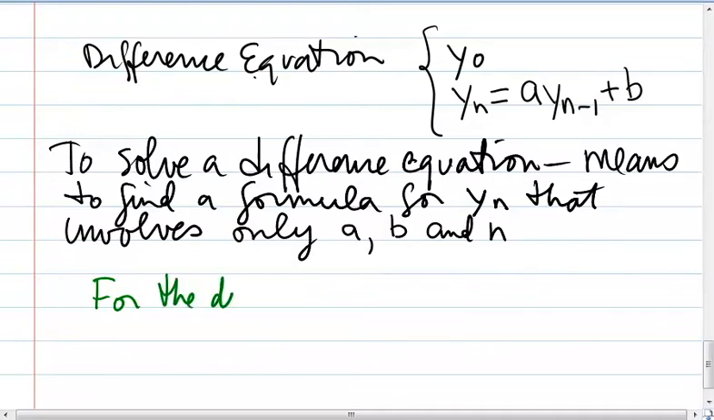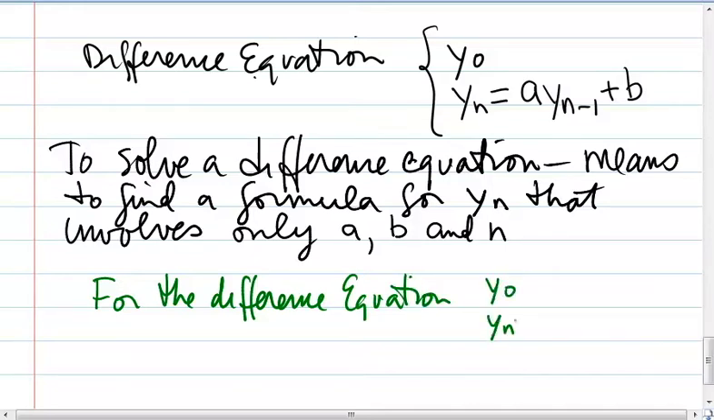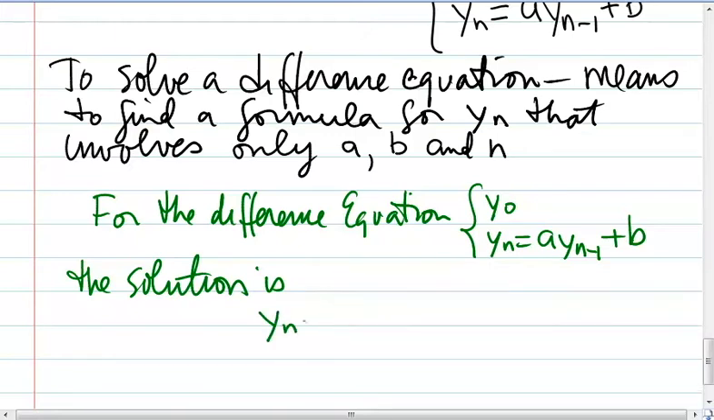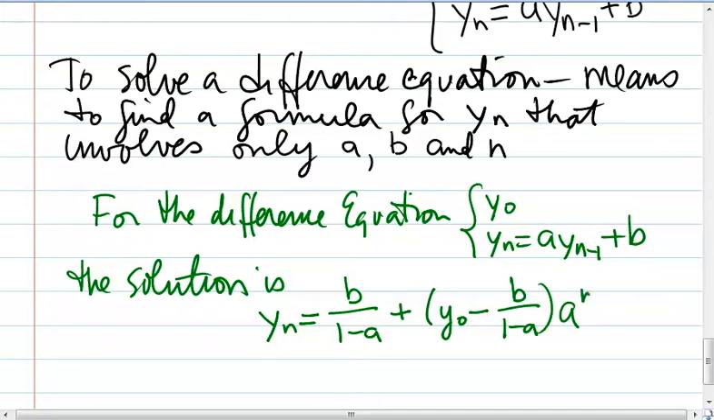For the difference equation y0, yn equals a yn minus 1 plus b. That's the general form. The solution is yn equal to b over 1 minus a plus y0 minus b over 1 minus a times a to the n.